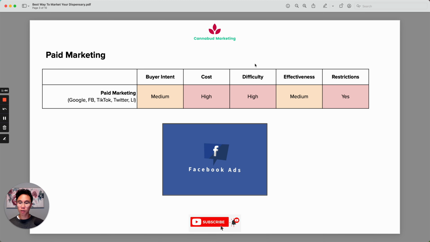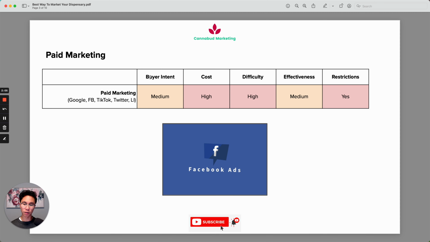So first things first, paid marketing. What exactly is paid marketing? You're paying to show up in a specific position, whether it's in Google rankings, on Facebook, on Twitter, whatever it is, you are paying for a specific spot. This isn't organic, like you're generating millions of followers for yourself. You're directly paying Facebook or TikTok or Twitter for the specific ad placement.